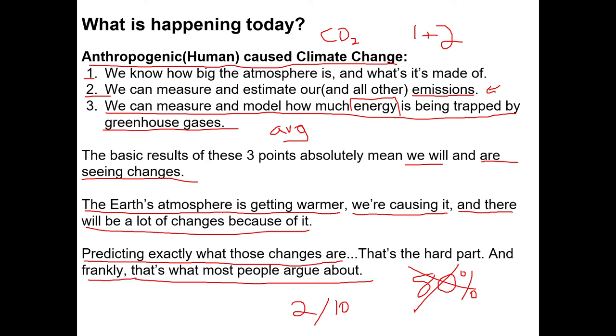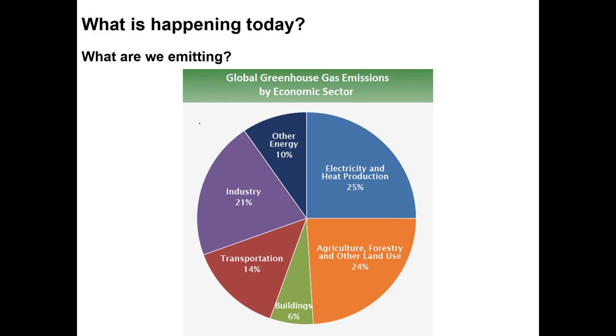Anyway, so what are we emitting? For the most part, a lot of it has to do with our electricity production as well as our heat. Our industrial components have a lot to do with it. Transportation, so you know, the fact that I drive a Prius occasionally is not going to save the planet when only 14% of our emissions are coming from transportation. Agriculture is causing a lot of our emissions, general buildings. And I might need this breakdown myself. I don't know if that's the actual building of the buildings using the concrete or just the emissions from buildings themselves. And then other energy.